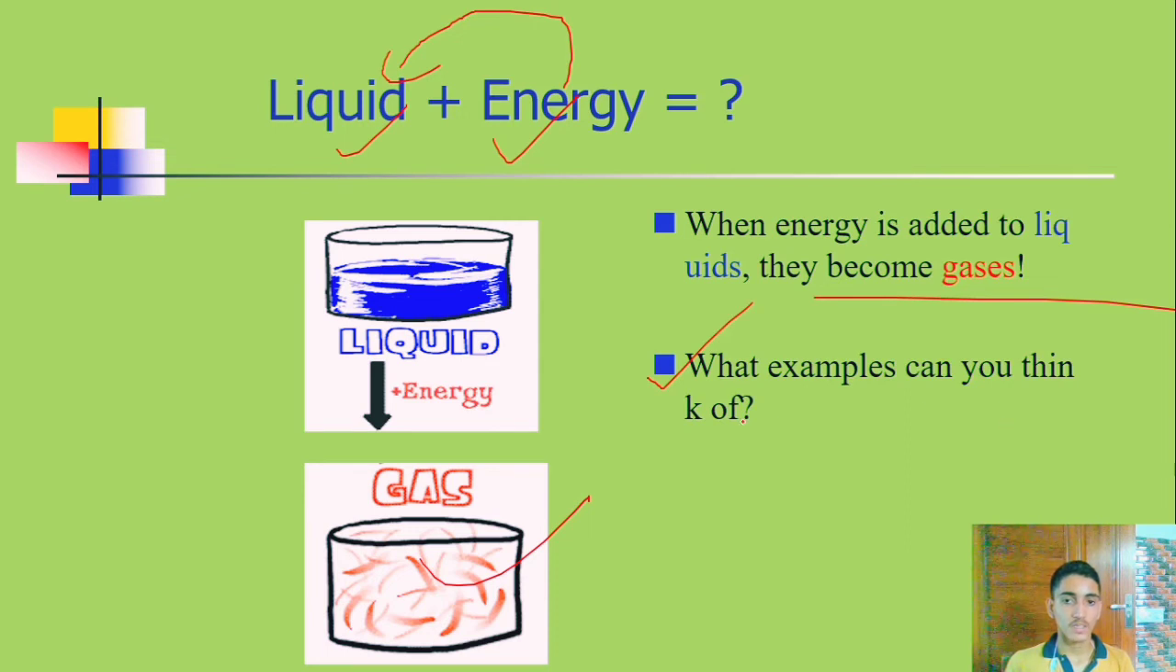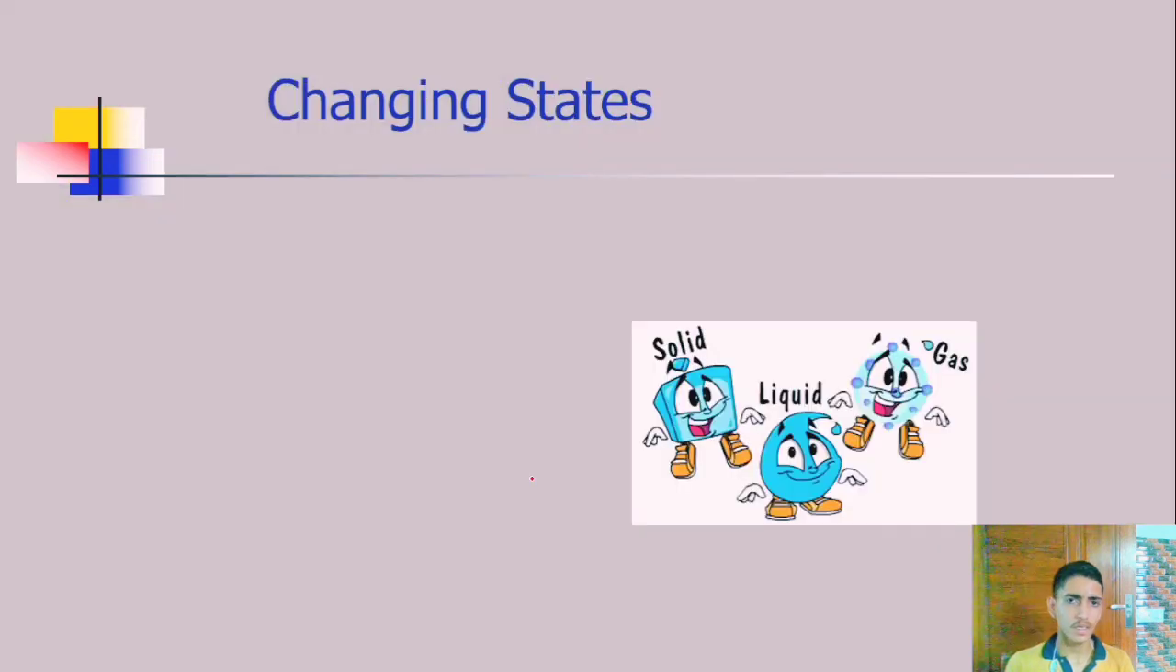What examples can you think of? The example is quite simple. If we again take our water, that is H2O, in the liquid state and we provide it energy, it will change into a gas, right? Is it clear? That is a very easy topic. So changing these states is our last topic, children, right?